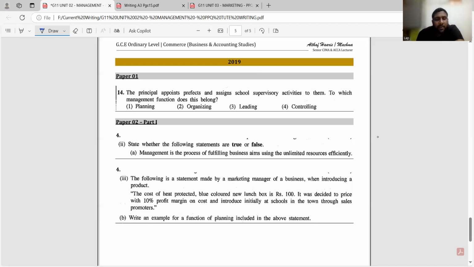The principal appoints prefects and assigns the school supervisory activities to them. The principal is telling the task. The principal is appointing the prefects. He is appointing the prefects so that whatever the work is, he is allocating the people. So that is a part of, as I told you, allocating the resources is a part of organizing.